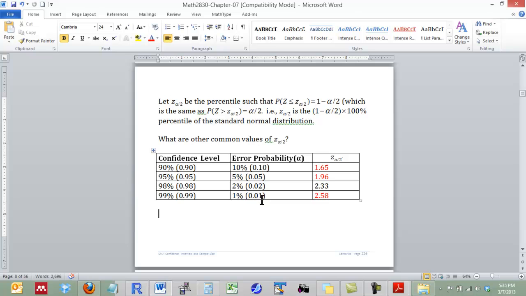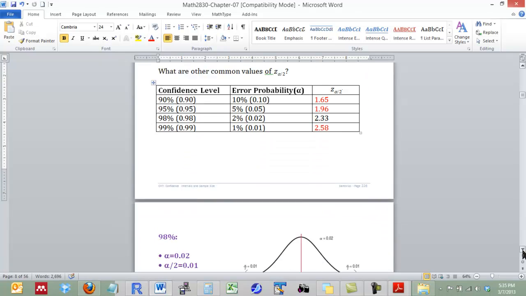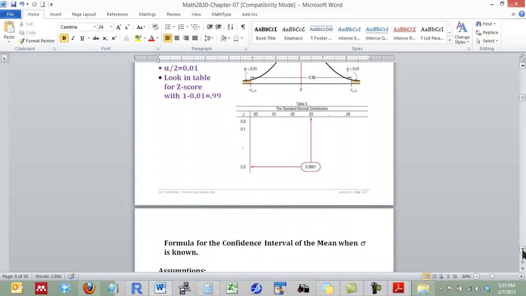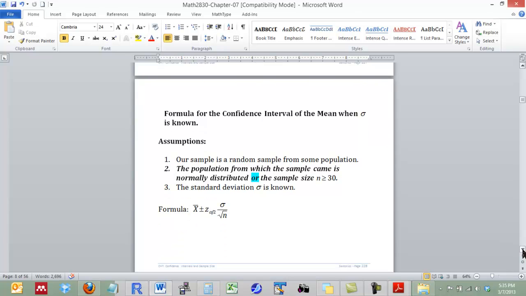And remember, our rule for these is if you have a value that is right in between, to go up in your z-value. So that's why we have a 1.65 and a 2.58. So I went up in terms of the z-value. All right. So that will get you the values you need for your confidence intervals.